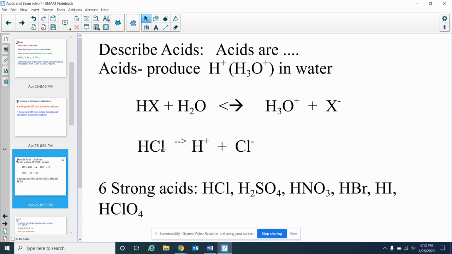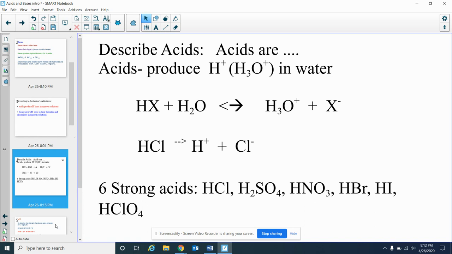If we are not putting the water in there, then we can just split a strong acid up into its ions completely. There's 6 strong acids: HCl, hydrochloric acid, H2SO4, sulfuric acid, HNO3, called nitric acid, HBr, hydrobromic acid, HI, hydroiodic acid, and HClO4, which is perchloric acid. We will talk about naming acids on a different day, but you should make sure that you write down these 6 strong acids. You need to know the 6 strong acids, and they completely break up into ions in water. They all have an H in them that they're donating to water or to a base.